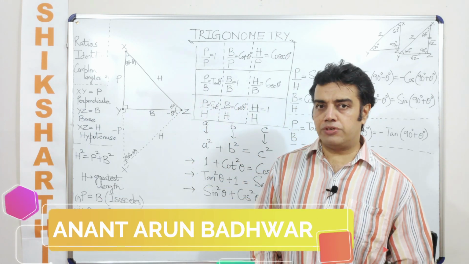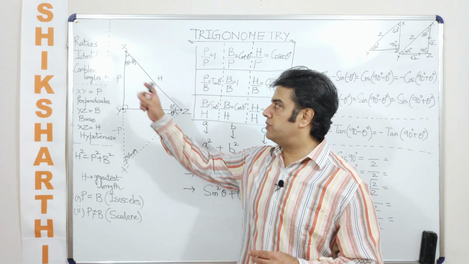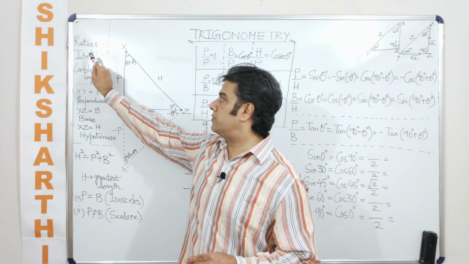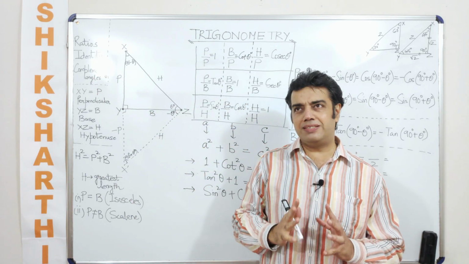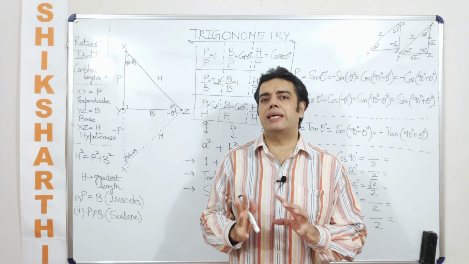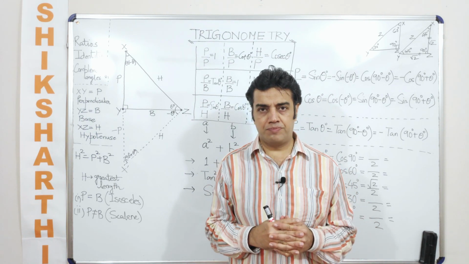Now under the head of trigonometry, what we are going to discuss in this video would be trigonometric ratios, trigonometric identities, and trigonometric ratios of complementary angles. These are the three broad things that we are going to discuss.